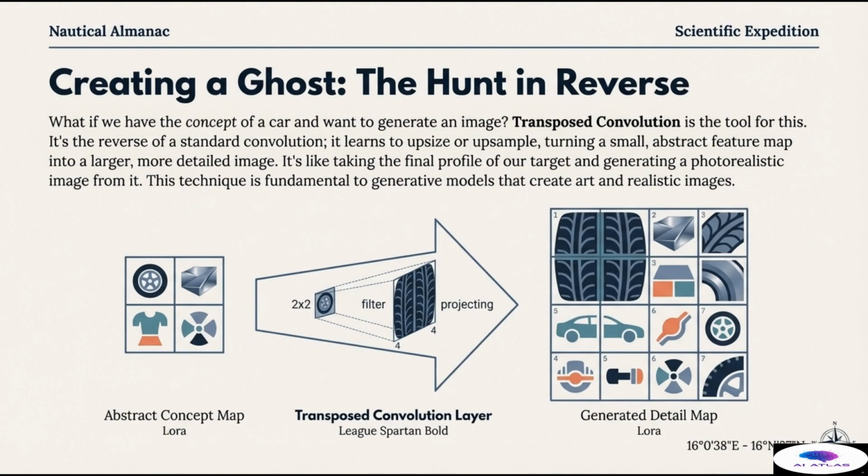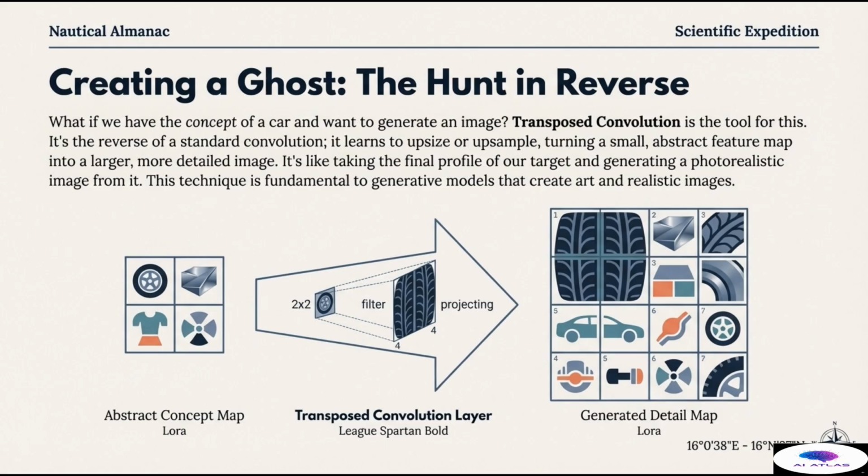The hunting process we've discussed, transforming an image into abstract concepts, is essential for classification. But what if we want to run the hunt in reverse? What if we have an abstract concept of a car and want to generate a photorealistic image of it? The tool for this generative task is transposed convolution, also sometimes called deconvolution or fractional strided convolution. Transposed convolution is the mathematical reverse of a standard convolution.